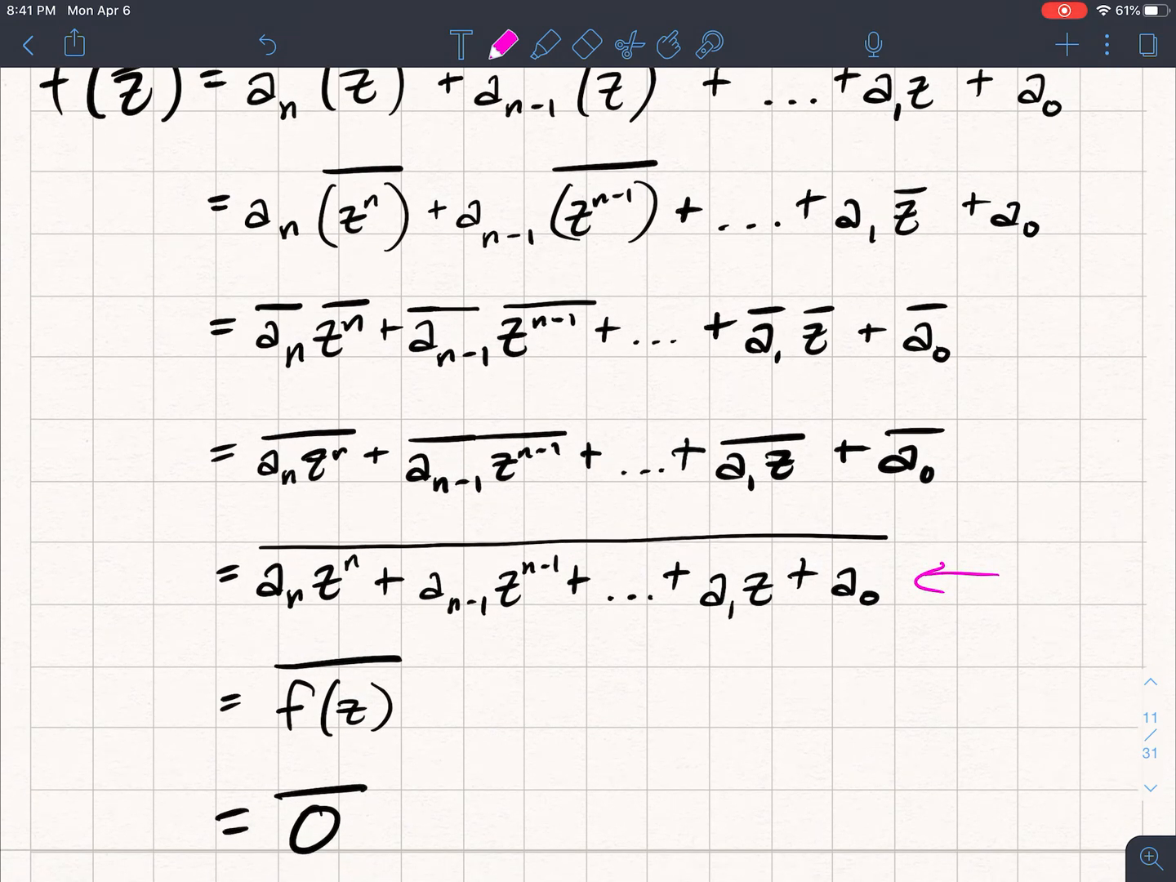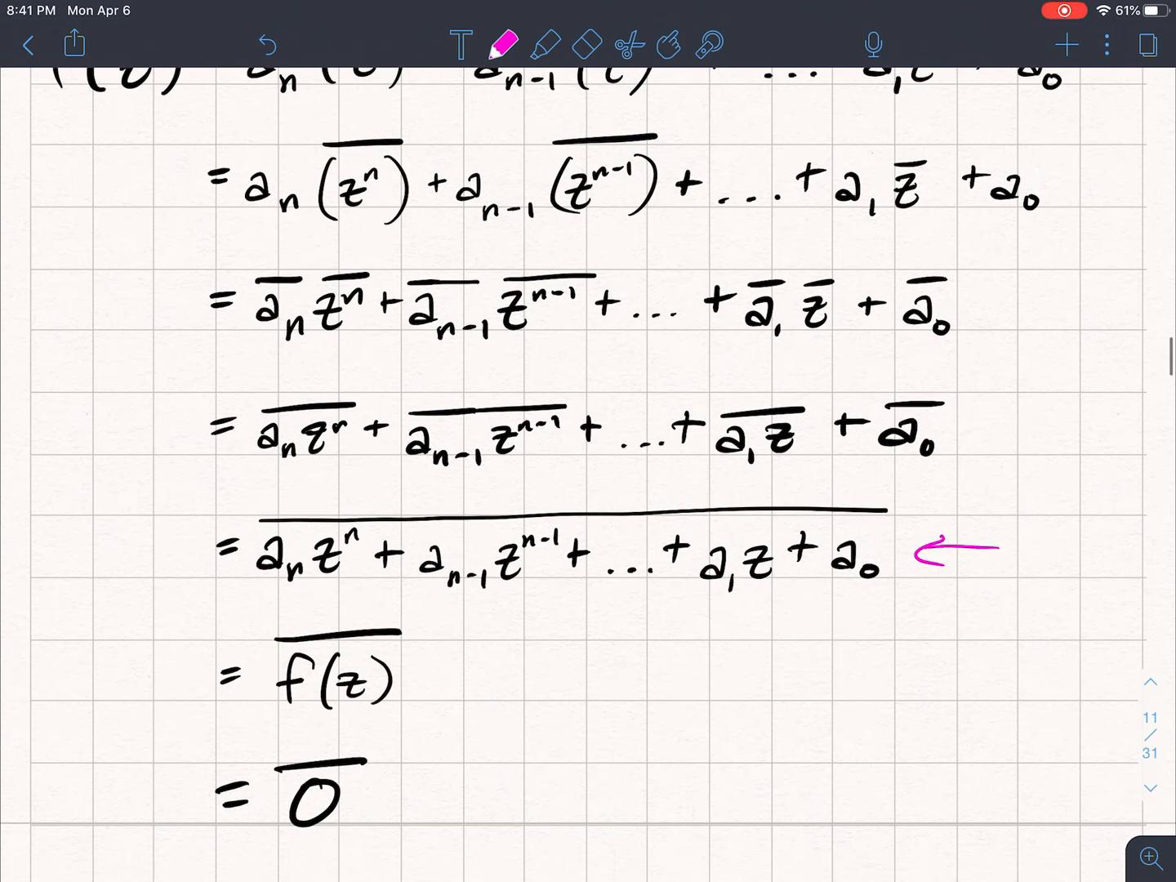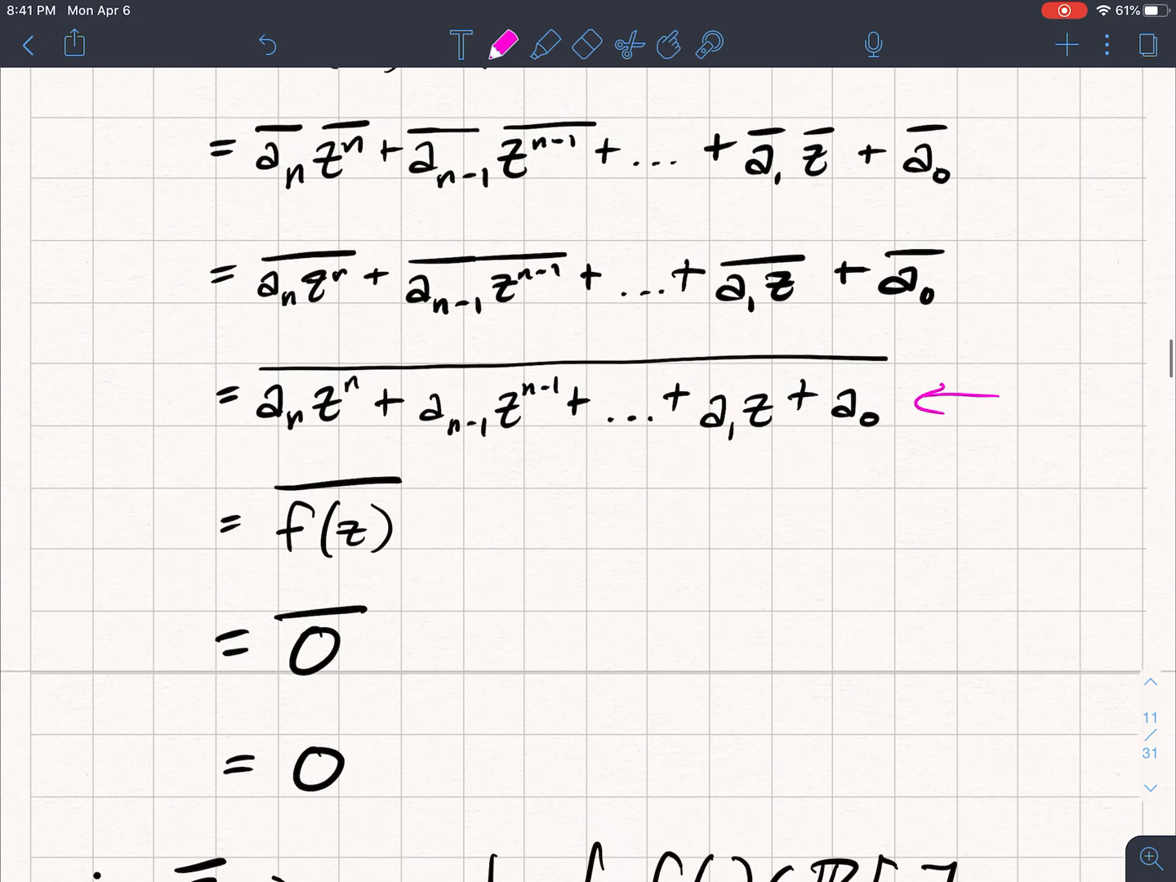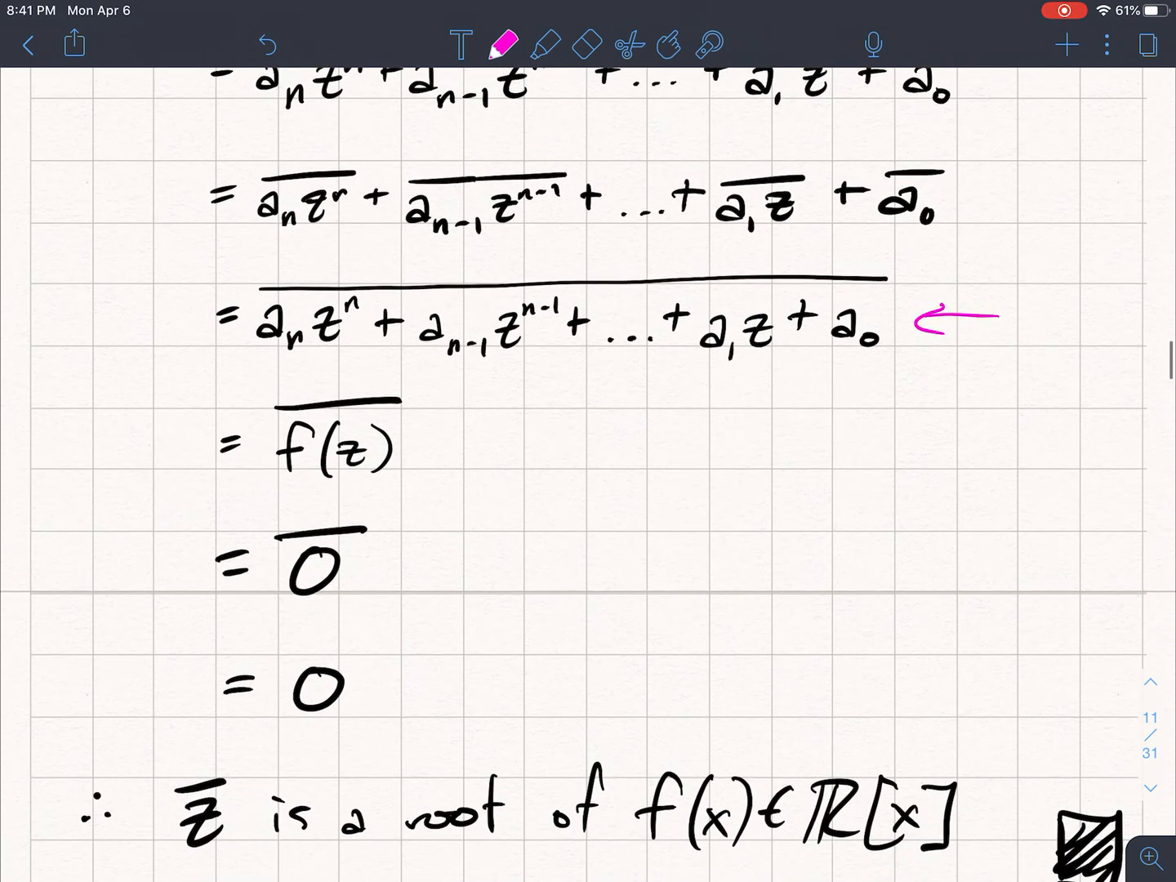And we know that f of z is 0 because z is a root of the polynomial f. And what we figured out here is that if I plug the conjugate of z into the polynomial f, I get 0. That means the conjugate of z is also a root of f. So we've proved the conjugate roots theorem.